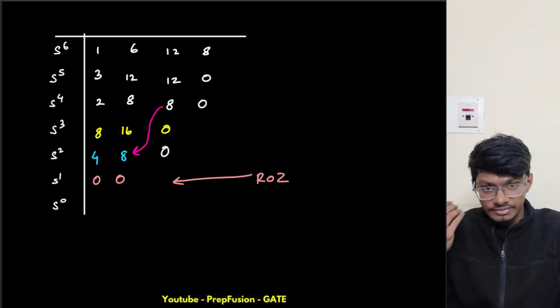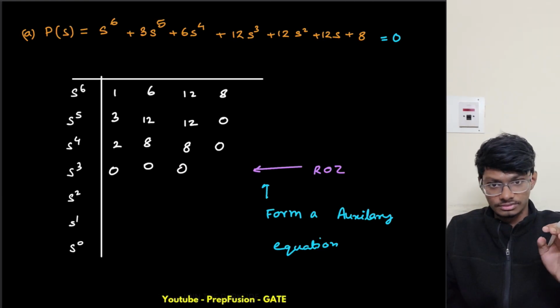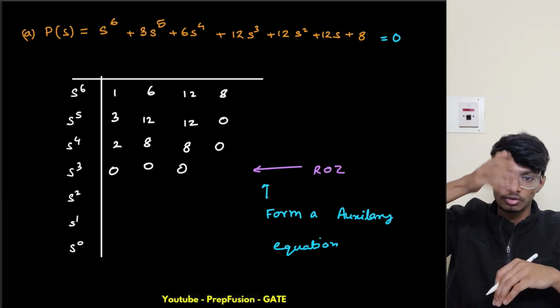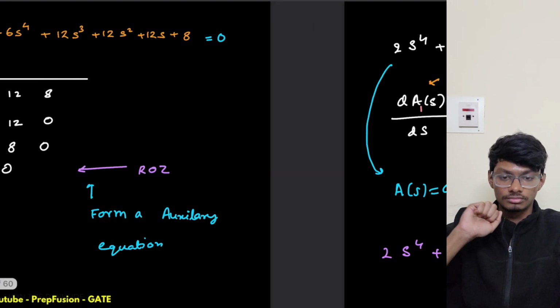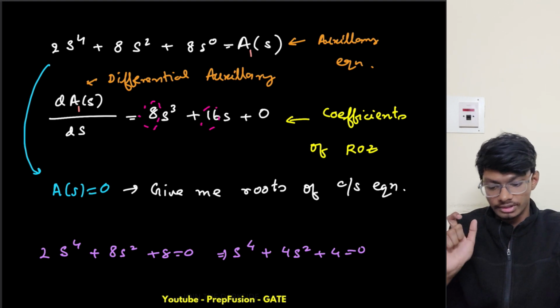So yes, the system is not stable, that we already know, right? Because I have got a row of 0. Row of 0 means the system is unstable. So either they will lie on the imaginary axis, or they will lie in the right hand plane. The right hand plane I don't see, but I see they lie on the imaginary axis, right? So the system will be unstable.